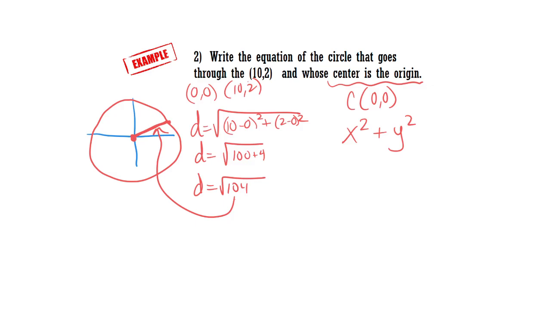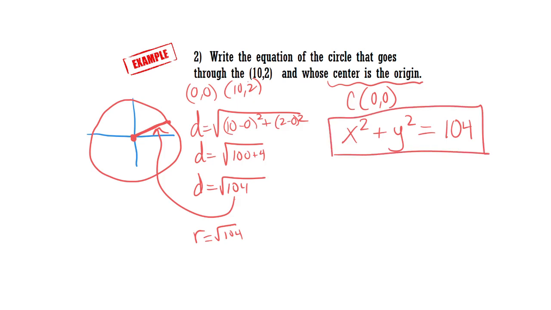And if you're going to take that radius measurement and square it to put into your equation, then there's no reason to mess with getting a decimal, because if you square it, then you're back to the 104. And so this is the equation of your circle.